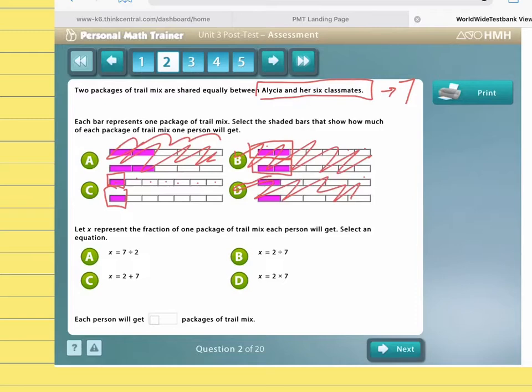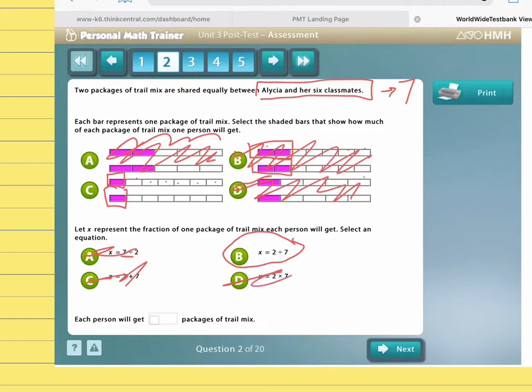So we're showing 1/7 of each bar, and then if you wanted to come up with an equation for that, you would say 2 divided by 7, or you could say 2 times 1/7. So I'm looking here, you only have 2 bars, not 7, so A doesn't work. B does work because you have 2 bars divided by 7. C is plus, so that doesn't work. And D is 2 times 7, so that doesn't work.